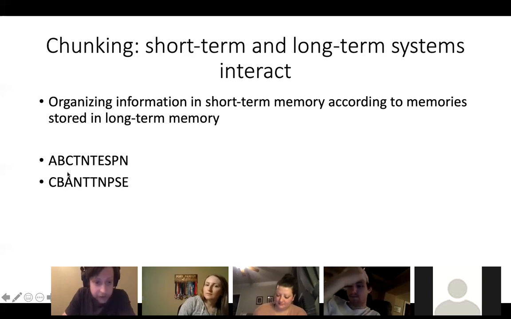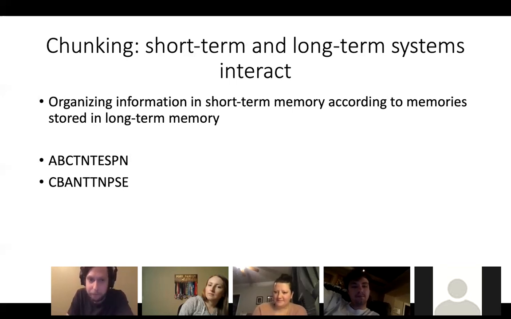Down here, I want you to notice it's the exact same letters. I've just scrambled the order. If you look, the letters are the exact same. The only difference is down here, the letters don't form television stations. And so people do worse on this one than this one up top. Up top, they do better because only the top one are you able to chunk. Only the top one are you able to use your long-term memory to boost your performance on this task.